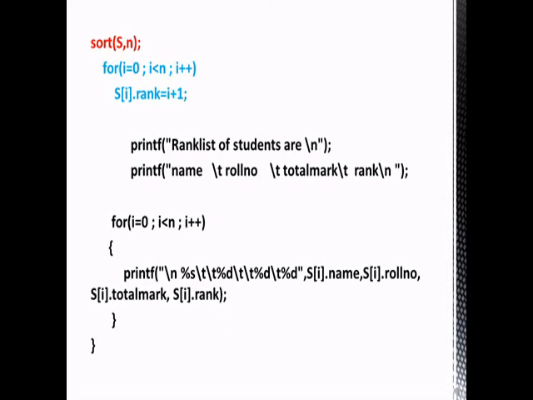After the students have been sorted, using a for loop, you are assigning for the first student i plus 1, because i equal to 0, the first rank should be 1. 0 plus 1, that is 1. Next, i equal to 1, the next student's rank will be 1 plus 1, 2. So S[0].rank will be 1, S[1].rank will be 2. Similarly, all the students will be given the rank. In the output statement, the rank of the students is displayed in a tabular format.